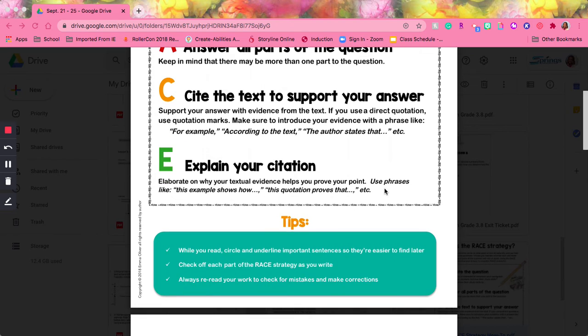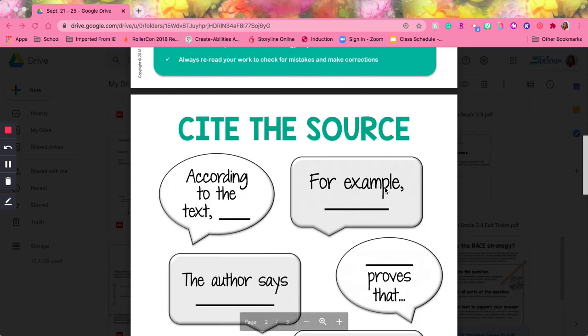And here are some tips. While you read, circle and underline important sentences so that they're easy to find later. It may also be helpful to read the questions before you start reading so you know what to look for. Another tip would be to check off each part of the RACE strategy as you write. So check off R, A, C, E as you write. And finally, always reread your work to check for mistakes and to make corrections.